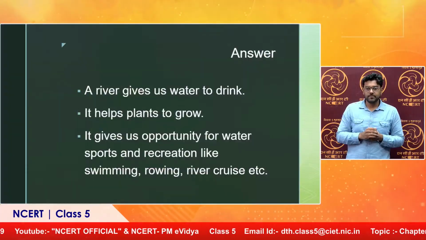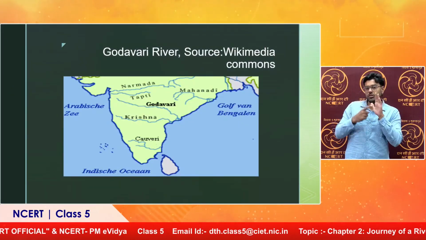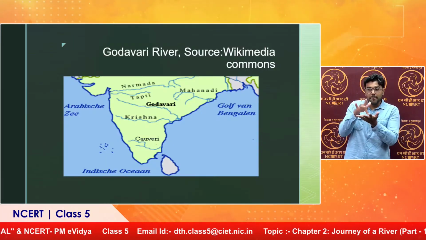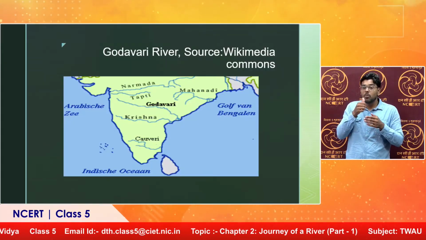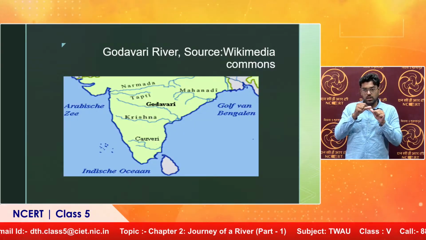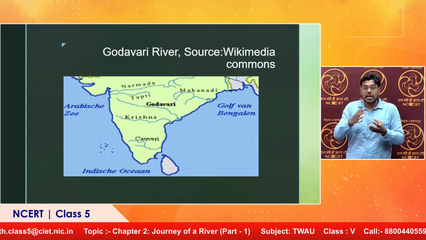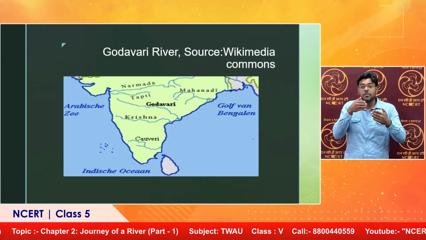And my dear children, after that I just want to show you another picture, and this is a map. This map shows the course of river Godavari. You can see very easily that Godavari starts from Maharashtra and ends at the coastal area of Andhra Pradesh, where it falls into the Bay of Bengal.